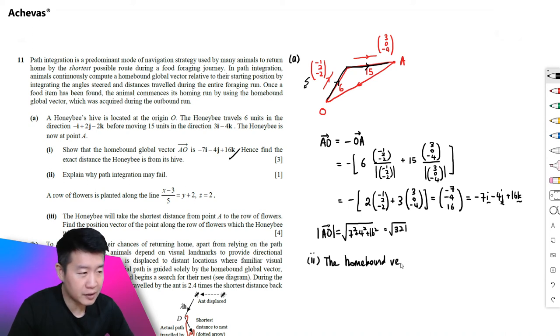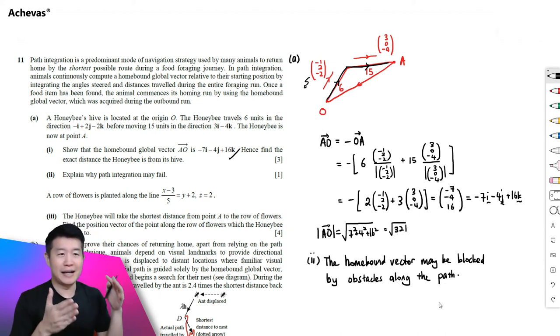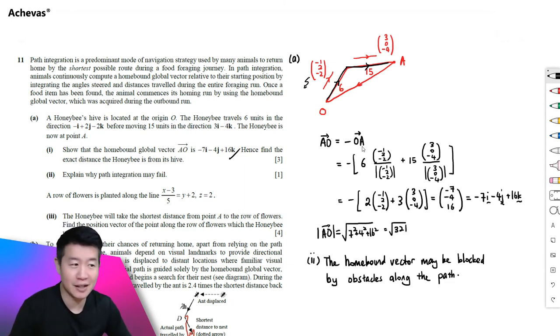The homebound vector may be blocked along its path, so the honeybee may not keep moving in the direction that it has intended to, so it may have to change its course and so on. But that's why this path integration strategy, right, it may fail.